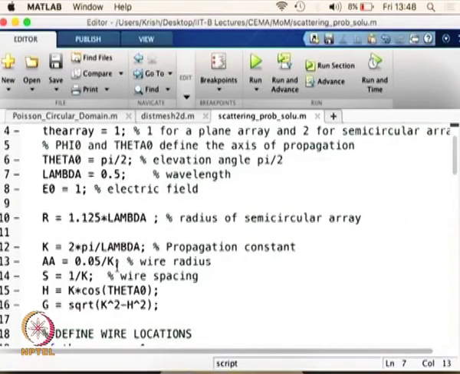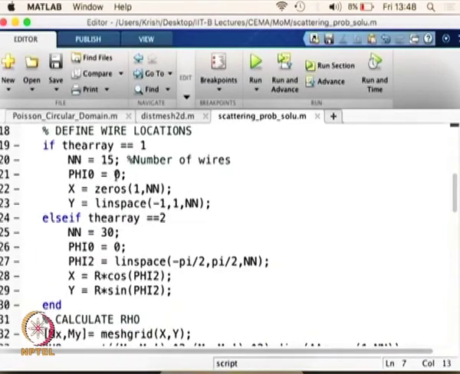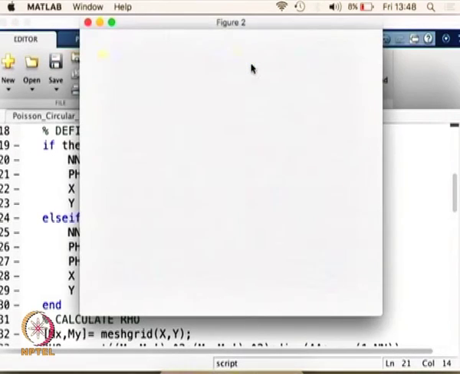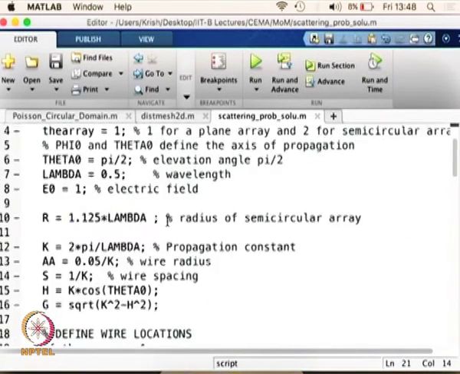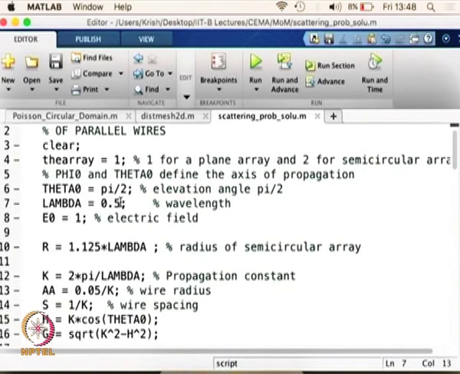So what we can do is we can change the value of theta to be 40 and see that the value is changing quite a bit. The scattered field is going to be quite high, and the approximation is going to change also accordingly. So just for the sake of interest, I am also going to show you how the scattering pattern is going to change for a semicircular array.